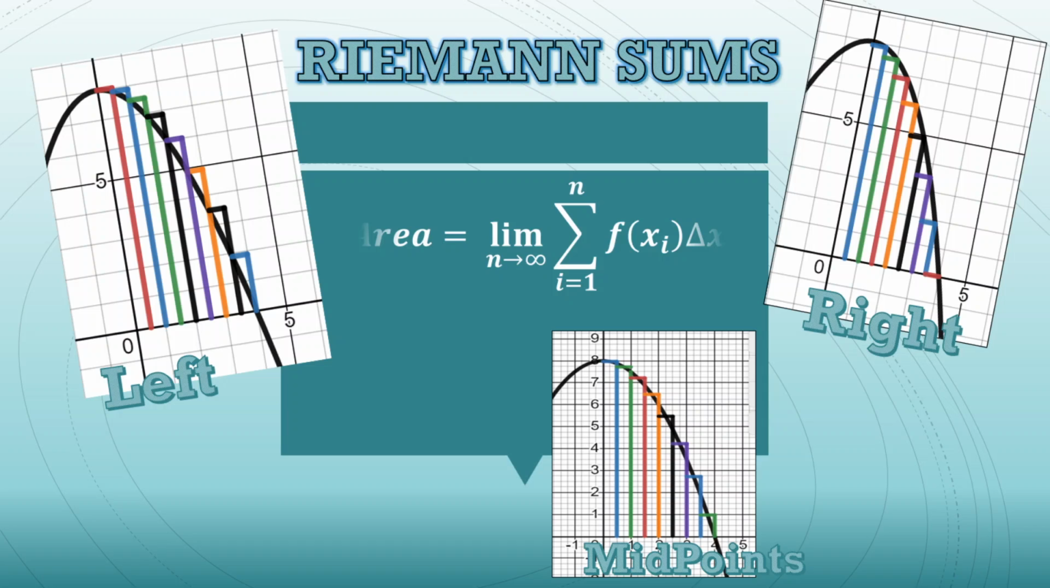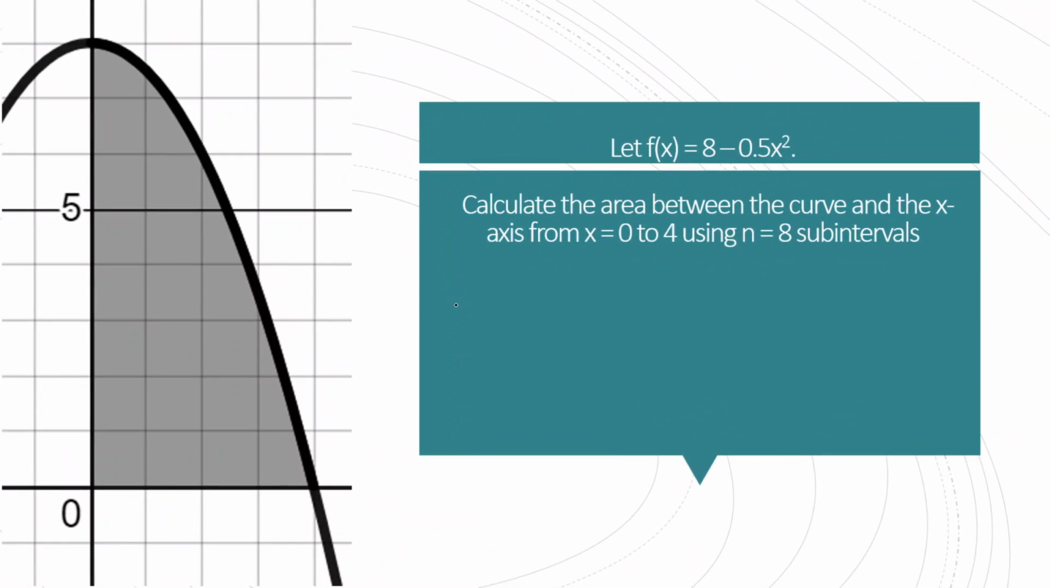So let's get started by just looking at an example with the function 8 minus 1/2 x squared. So it's a parabola, and we're going to find the area between the curve and the x-axis from x equals 0 to 4. So that's this shaded region. And we're going to estimate it using 8 sub-intervals. So that means we're going to make 8 little rectangles.